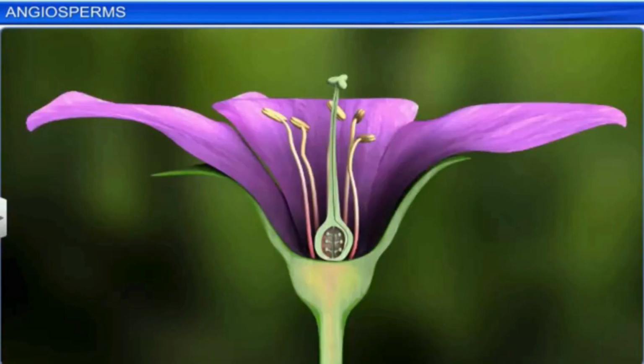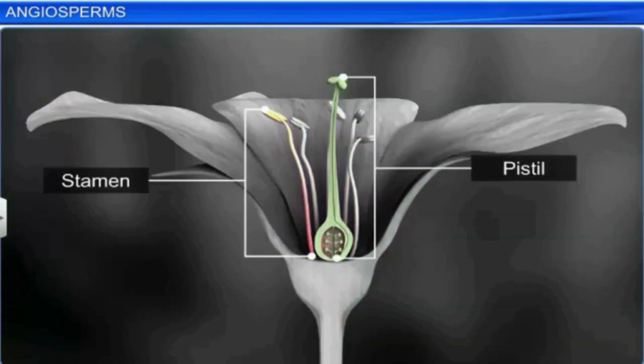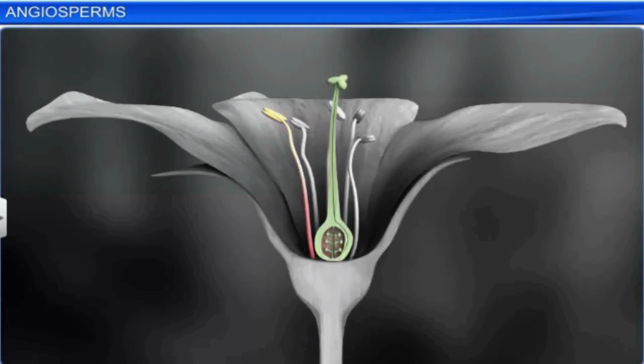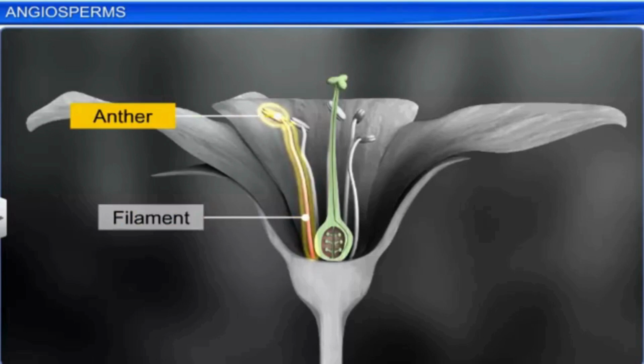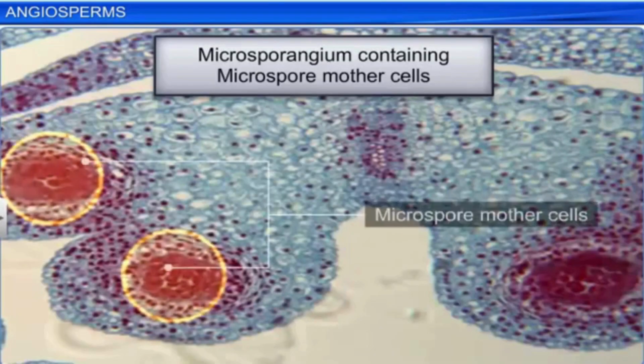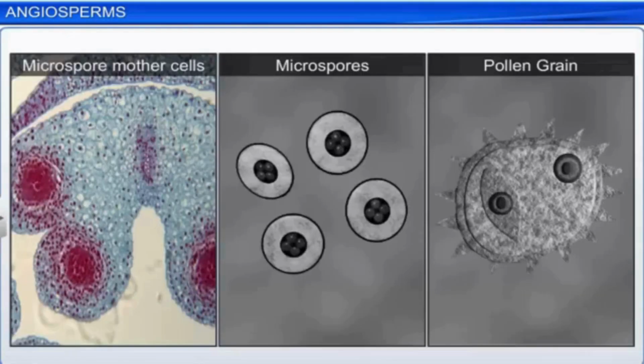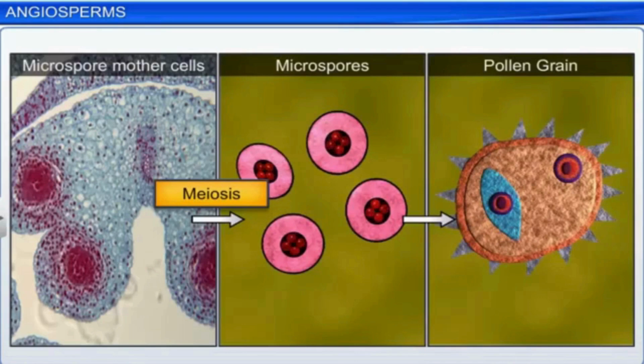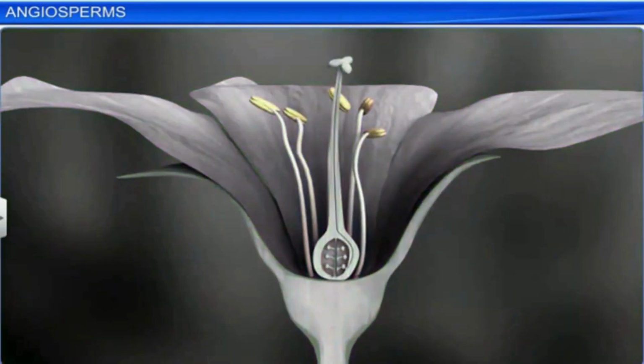A typical flower of an angiosperm contains the stamen and the pistil, the male and female sex organs respectively. The stamen consists of 2 parts, filament and anther. The microsporangia inside the anther contain the microspore mother cells. These mother cells undergo meiosis to produce microspores, which then develop into pollen grains, the male gametophytes. The pollen grains are produced inside the anther.